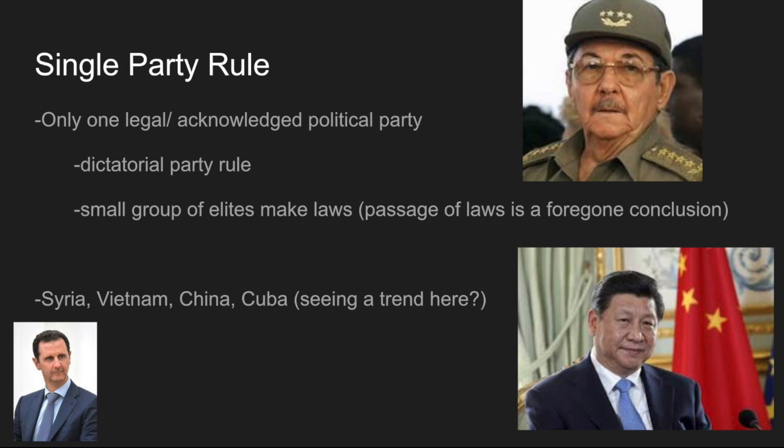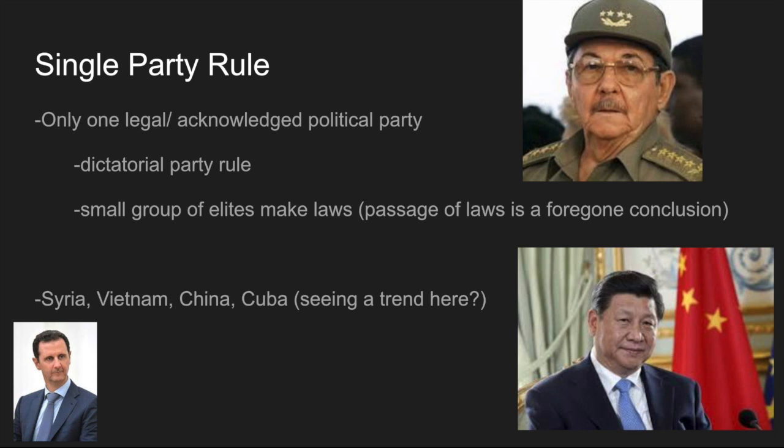Theoretically, if we wanted, we could have thrown Venezuela in here too, but Venezuela technically has elections. These countries don't. So single party rule, you only have one legal or acknowledged political party. Nobody else gets to run. So you're still going to have a quote unquote election, but you can only vote for the Communist Party, Assad's party. So it's basically just another form of dictatorship.